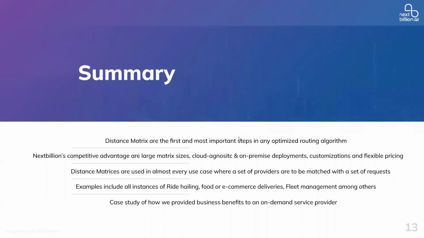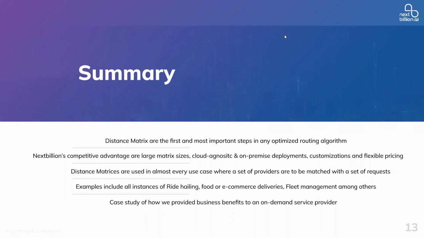Finally, let's summarize all that we have learned in this particular webinar. So we started off with an intro about the company and what exactly distance matrix is. We learned that distance matrix is the first and most important step in any optimized routing algorithm. We learned about NextBillion's competitive advantage, which are large matrix sizes, cloud agnostic and on-premise deployments, customizations, and flexible pricing.